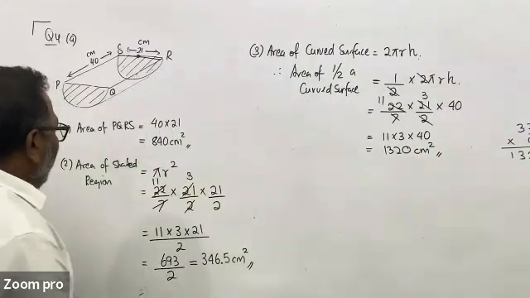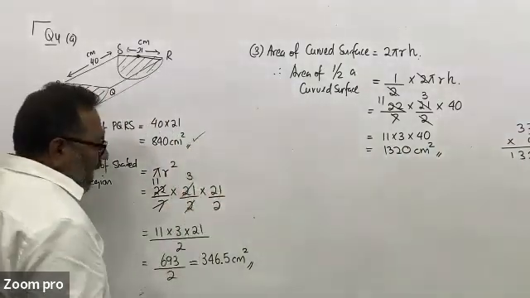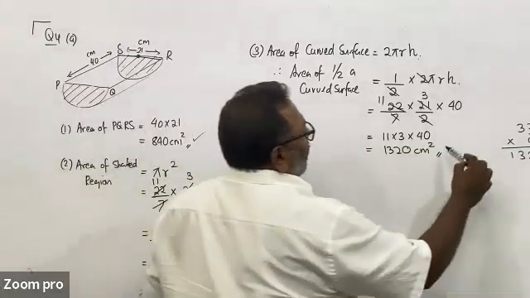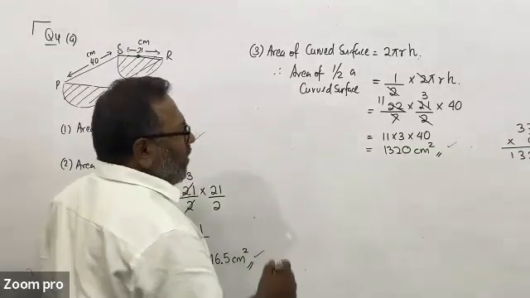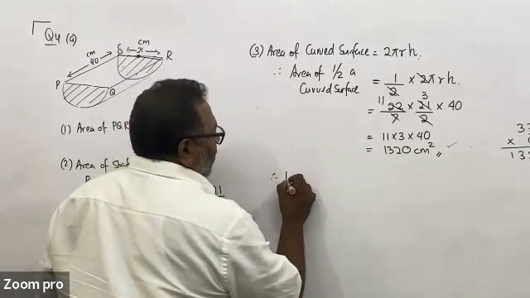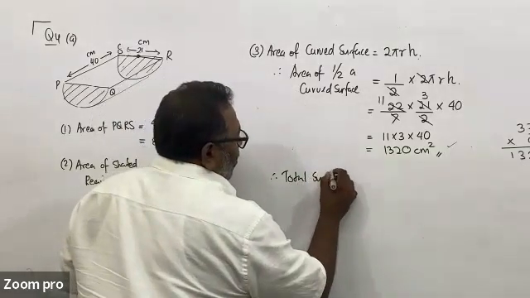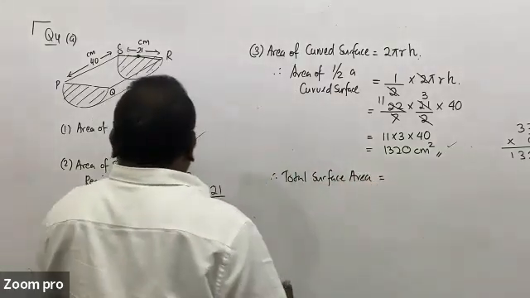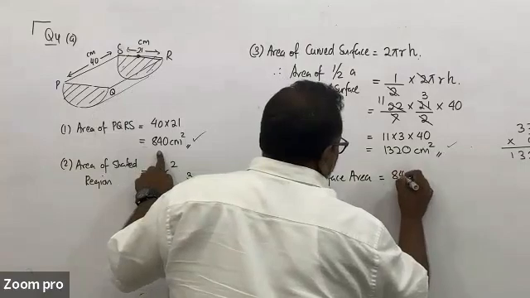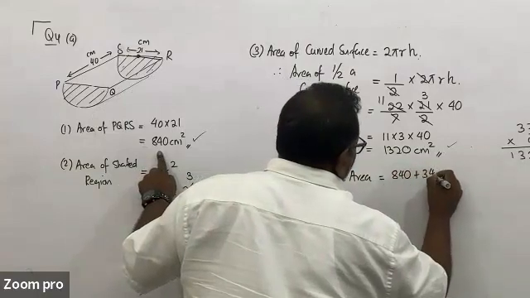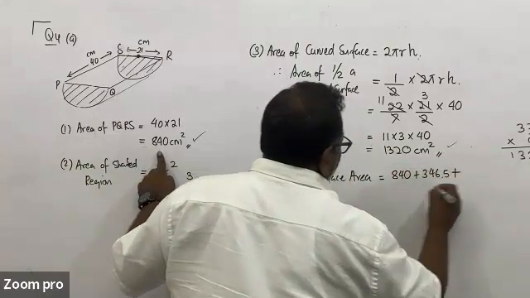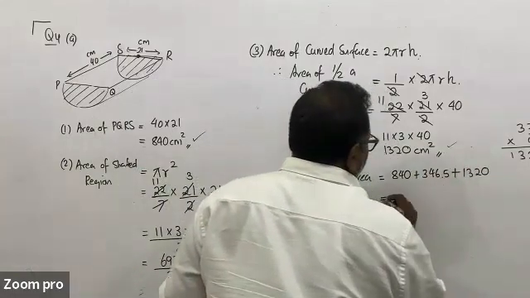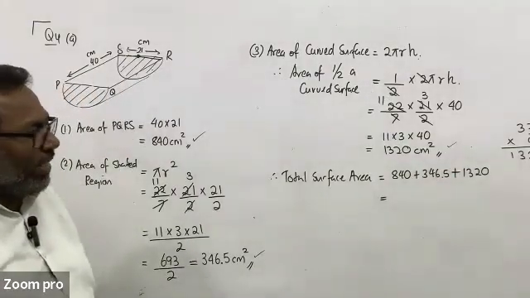So you have all three. You have your rectangle, you have your shaded region, and you have your curved surface. So total surface area therefore is what? Total surface area is 840, 346.5 plus 1,320.